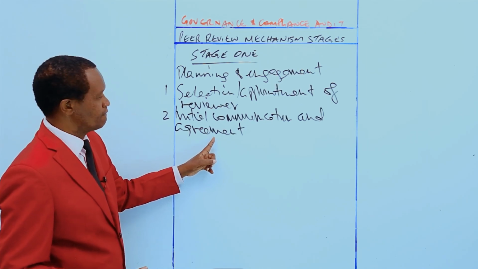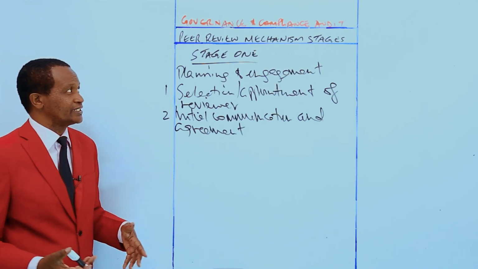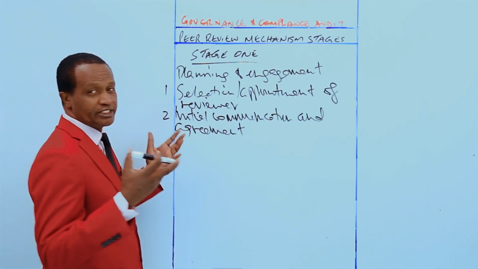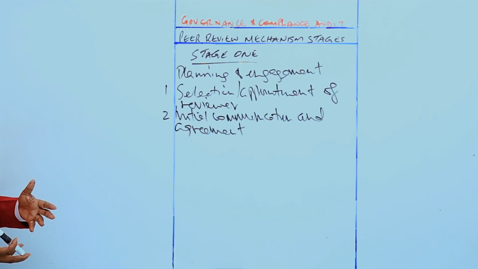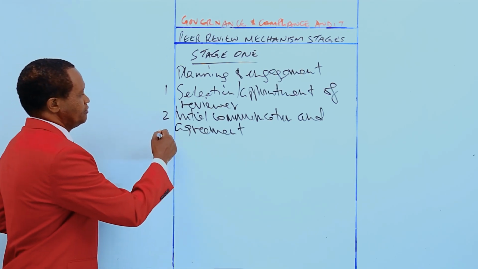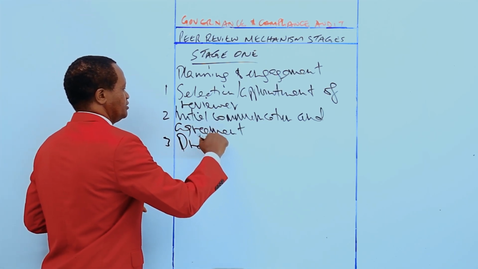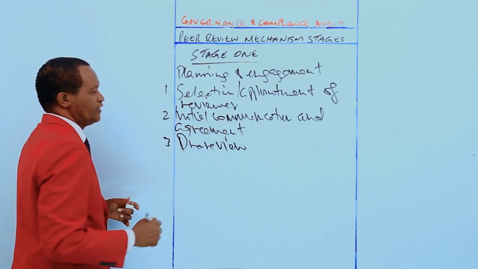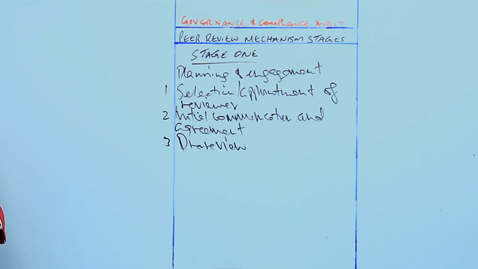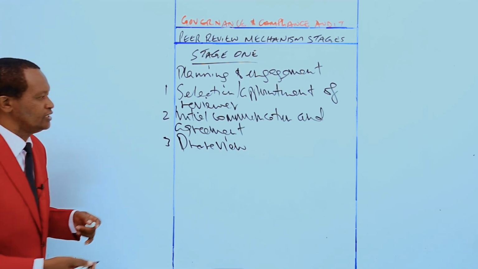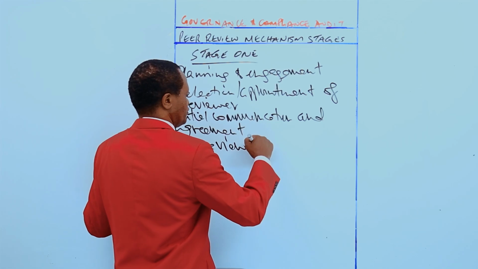Okay? Do you understand, candidates? We are discussing the peer review mechanism stages. Then the third stage is pre-review. We have a pre-review stage, pre-review information gathering.